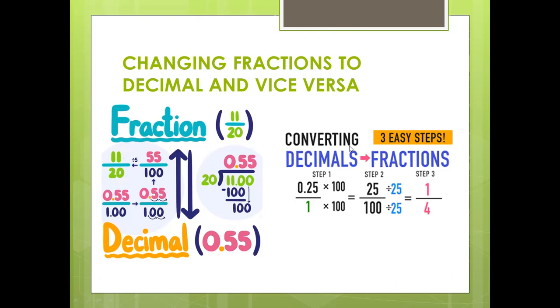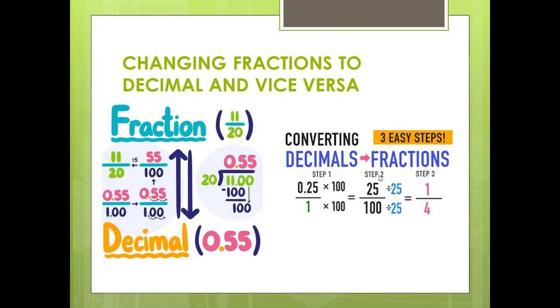So again, converting decimals into fractions in 3 easy steps. Step 1: we have here a decimal, 0.25. How are we going to convert the decimal into a fraction? Simply put 1 as your denominator and then multiply your numerator and denominator by 100. So 0.25 multiplied by 100 is equal to 25. And 1 multiplied by 100 is equal to 100.